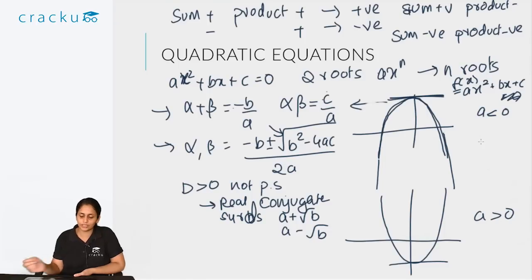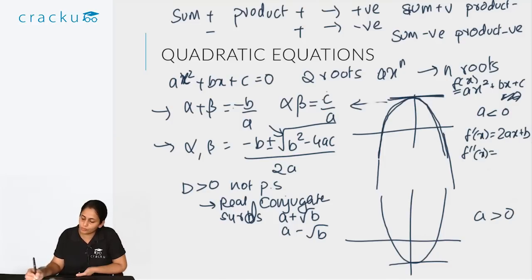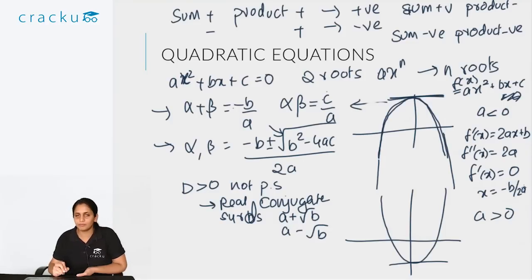If you differentiate the equation f of x is equal to ax square plus bx plus c, you get f dash of x is equal to 2ax plus b, and f double dash of x is equal to 2a. The maxima or minima occurs when f dash of x is equal to 0. So 2ax plus b is equal to 0, or x is equal to minus b by 2a. So the maxima or minima will occur when x is equal to minus b by 2a.